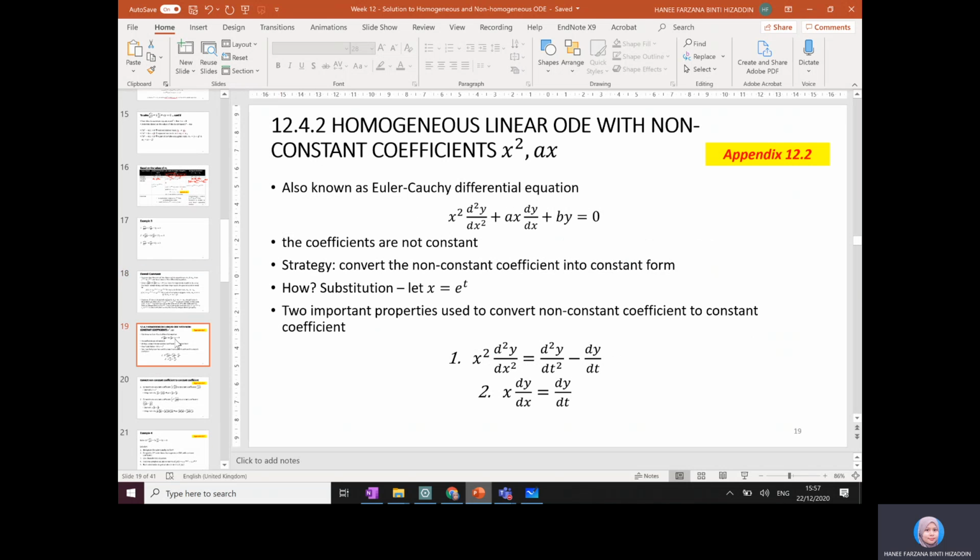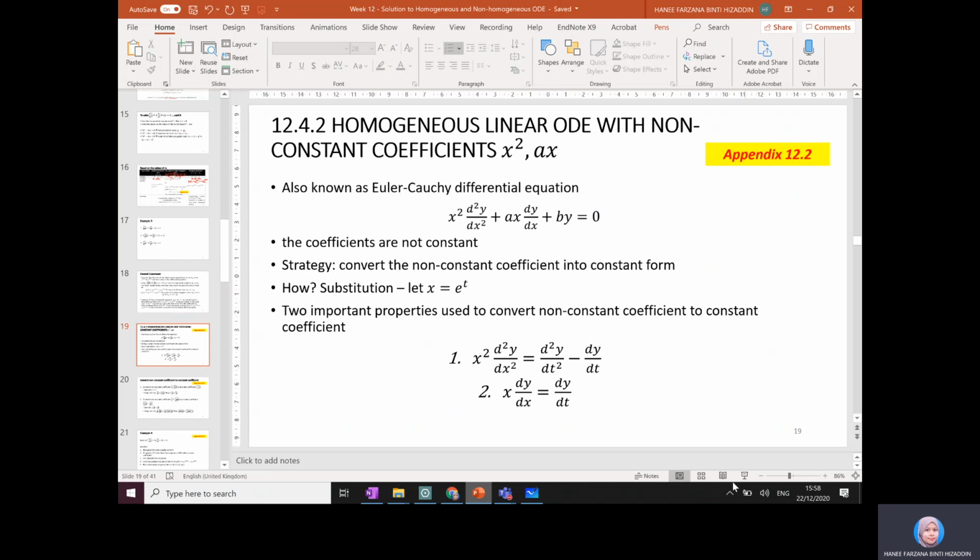All right. So this is the Euler-Cauchy differential equation, where you have the homogeneous linear ODE with non-constant coefficients in the form of x squared and ax here. So here the coefficients are not constant. So the strategy is to convert the non-constant coefficient into a constant form. So how do we do that? We need to let x equal e to the power of t. So there's a substitution. You need to use these two important properties to convert the non-constant coefficient into constant coefficient.